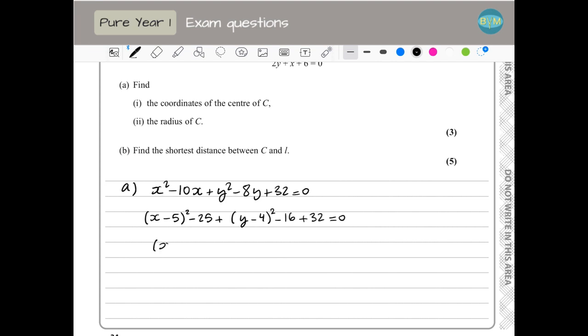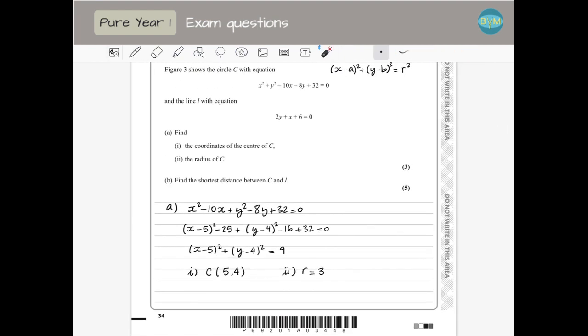So I have x minus 5 squared plus y minus 4 squared, and then I put all the numbers together on the other side, and it's going to be 9. This means that my center is going to be 5, 4, and the radius is the square root of what I have here, so the radius is going to be 3. So this is the first part. It's quite immediate, and you only need to remember how to complete the square.